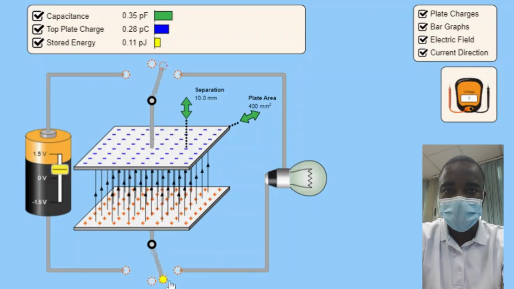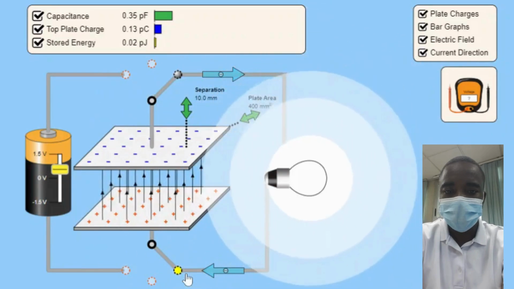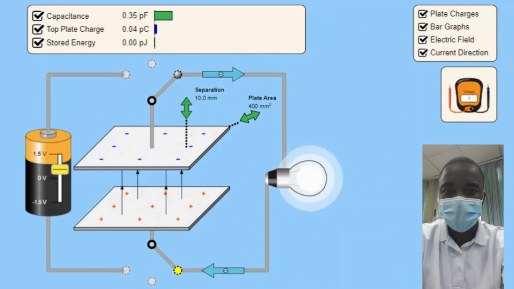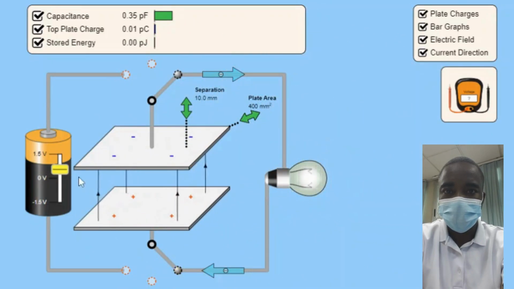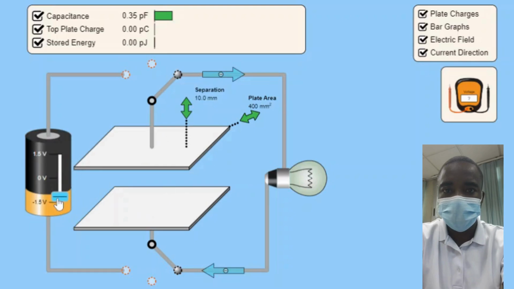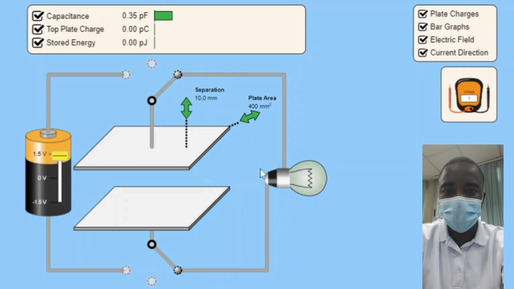The visual nature of the simulation makes abstract concepts more tangible. Students can observe the changes in capacitance, the discharge process, and the decay of voltage and current in real time, helping them to grasp complex ideas more easily. The simulation offers immediate feedback, allowing students to see the results of their adjustments instantly. This helps correct misunderstandings quickly and reinforces learning through trial and error.